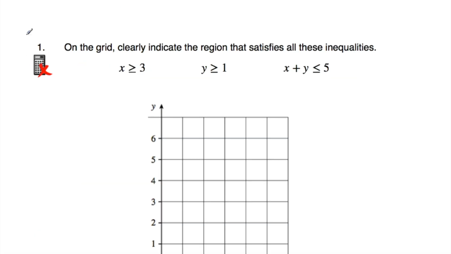Okay, let's look at our first question, question number 1. Question number 1 says, on the grid, clearly indicate the region that satisfies these inequalities. We've got x is bigger than or equal to 3, y is bigger than or equal to 1, and x plus y is less than or equal to 5.